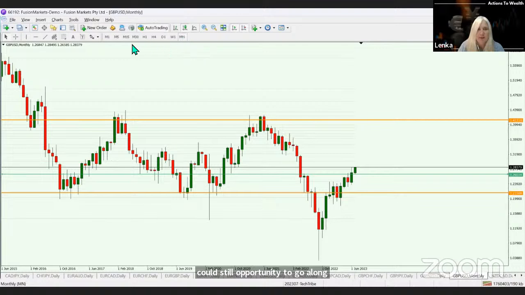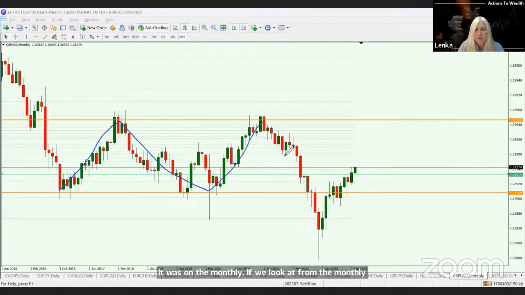Because on the monthly, if we look at from the monthly view, we are in range in this area. We had a false break, and now we're back in that range. So looking to trade within that area. So there's still plenty of room from the monthly perspective.